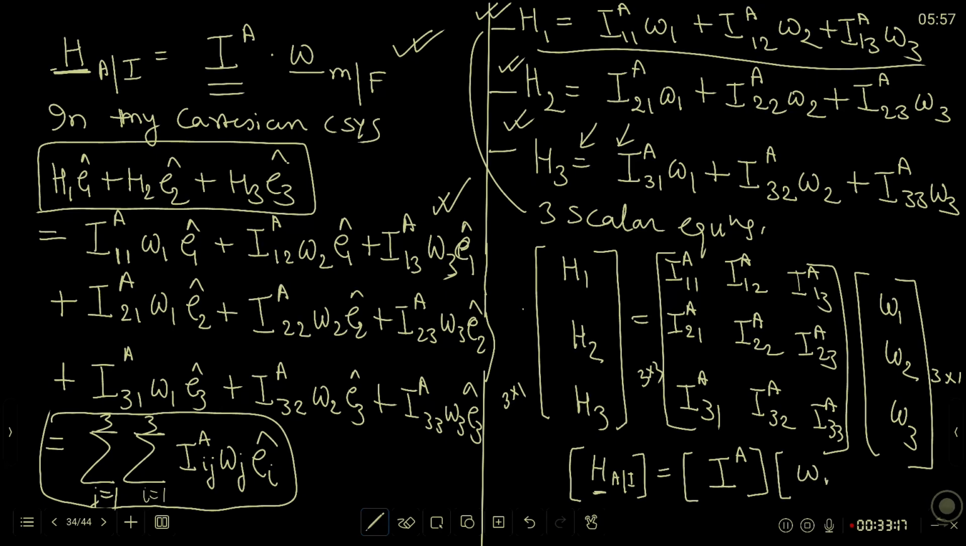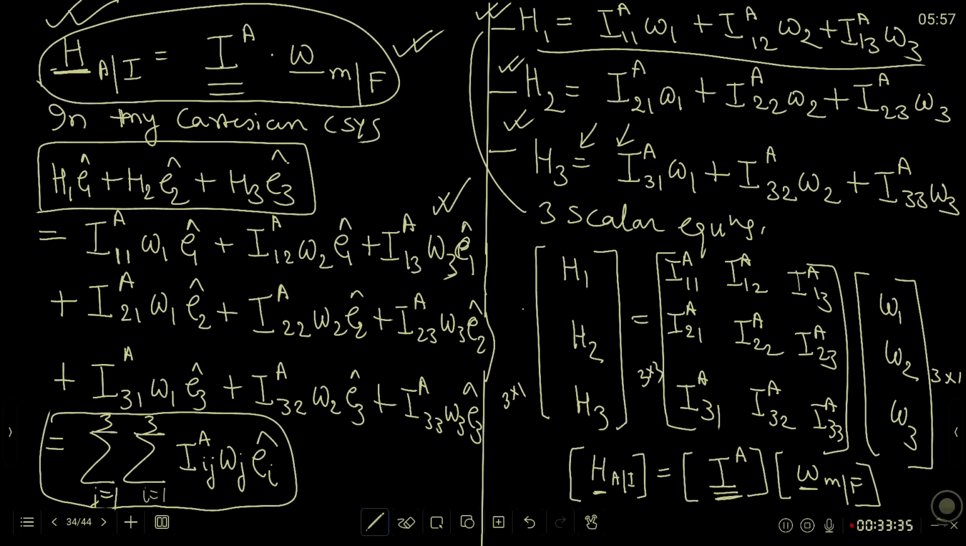So what was appearing as a dot product in terms of the vectors and the tensors themselves, once I have used a Cartesian coordinate system as my working coordinate system, appears as a matrix equation, where the definition of this matrix is simply this H1, H2, H3 column. Definition of this matrix is this 3 by 3 matrix, and the third one, omega matrix, is this column matrix. Okay.